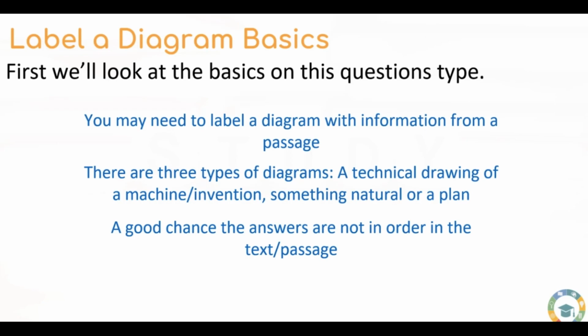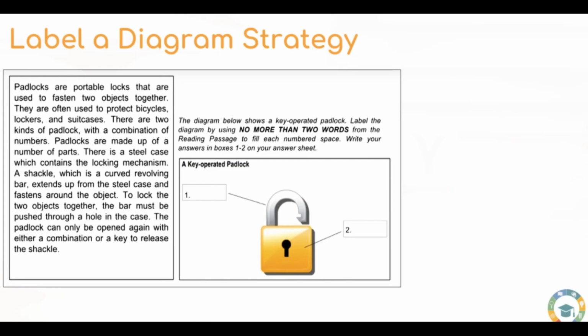So let's take a look at an example of a label a diagram question. To the left, we have a short passage which describes our diagram to the right. The instructions are just above the diagram, and let's read through the instructions now, as you should always do. The diagram below shows a key-operated padlock. Label the diagram by using no more than 2 words from the reading passage to fill each numbered space. Write the answers in boxes 1 to 2 on your answer sheet.